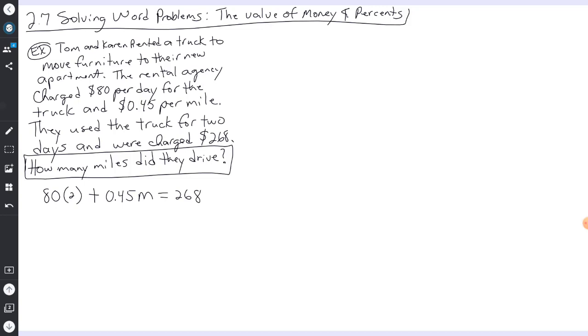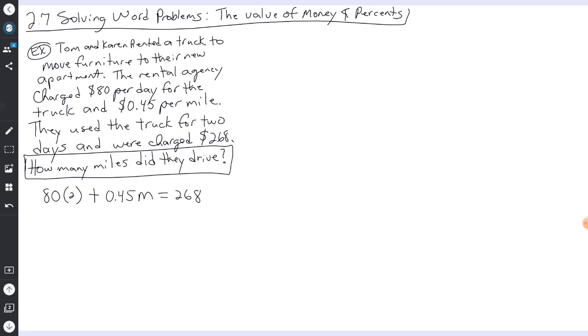Okay, good. So again, here we know how many days they're renting the truck, so we don't need a variable for that. So we just take the 80 times the 2, and we add that to the cost for the mileage. Since we don't know how many miles we're going, we let the variable m represent miles. So 0.45 m. And now we just have to solve it for m.